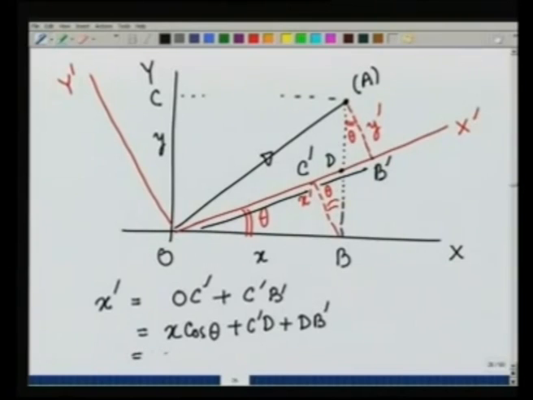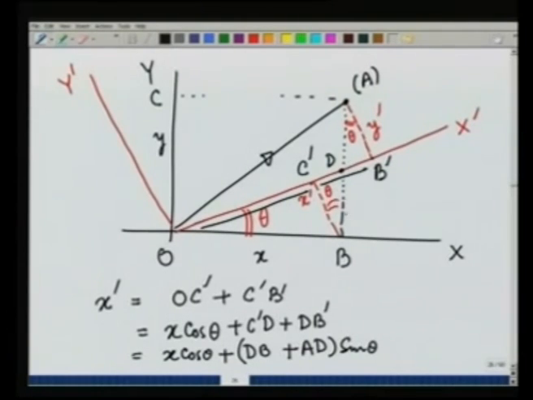So, this is equal to x cosine of theta. C prime D is nothing but D B sine of theta, D B sine of theta. I am deliberately writing it like this, plus D B prime is nothing but A D sine of theta. Sine of theta I have taken out.